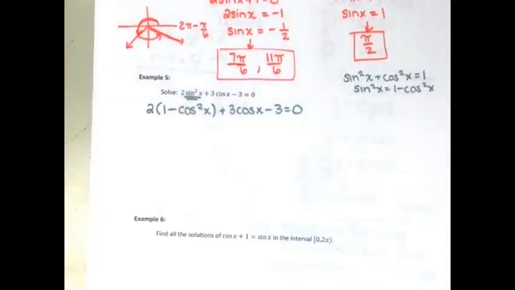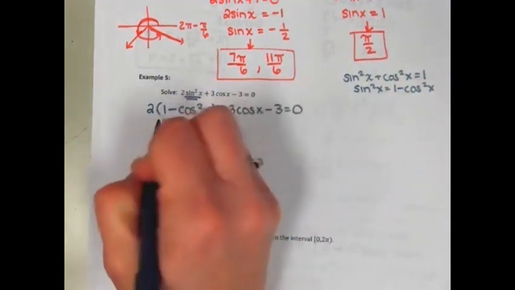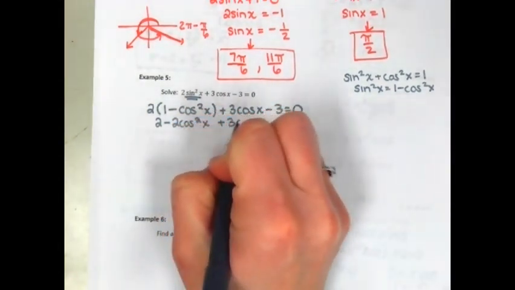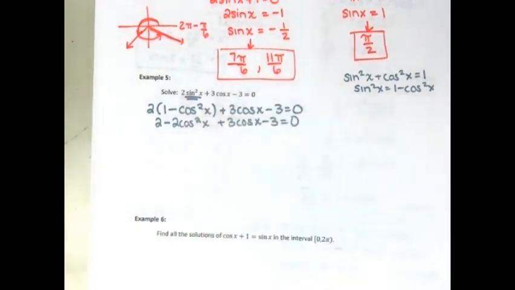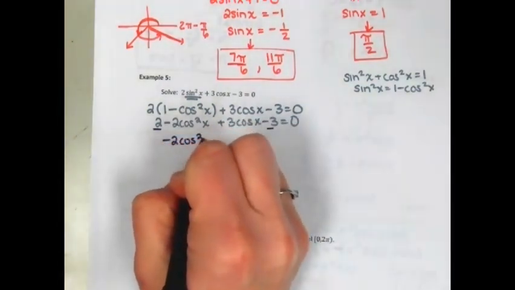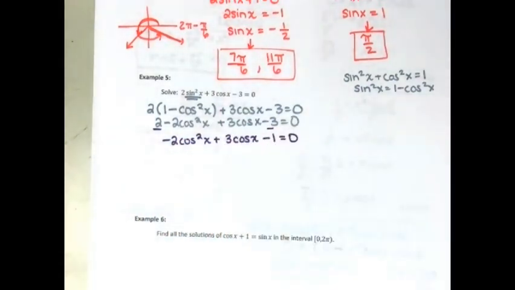So now we have the same units in my equation. What would I do first here? What do you think I would do before I could factor this? I would have to distribute the 2. So I get 2 minus 2 cosine squared x plus 3 cosine x minus 3 equals 0. Now, do we have any like terms? Don't I have the 2 and the negative 3? What's 2 minus 3? Negative 1.